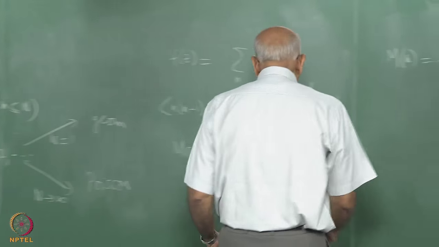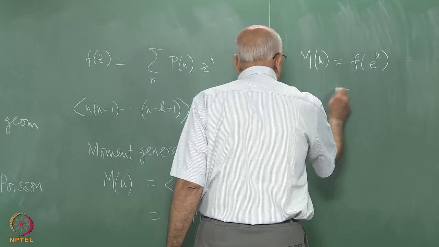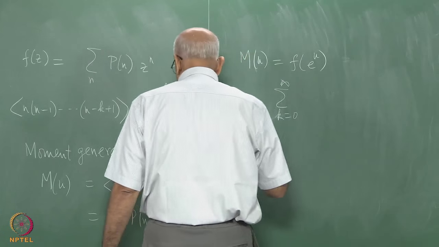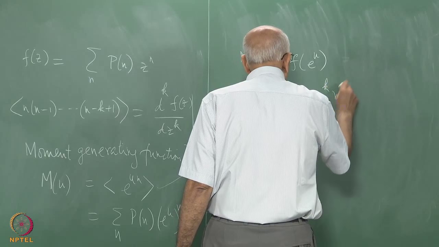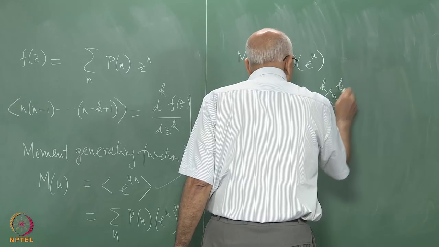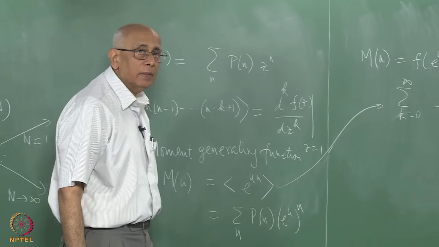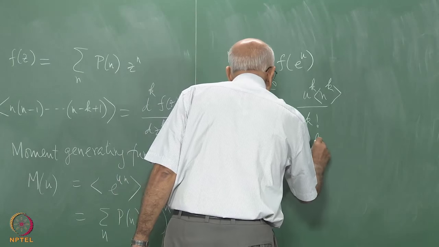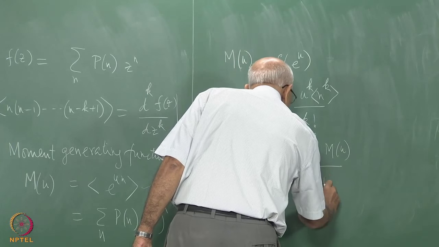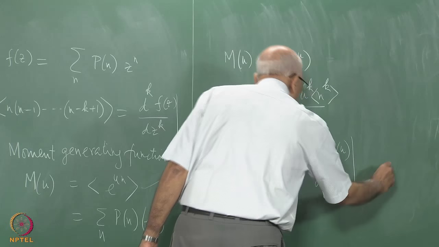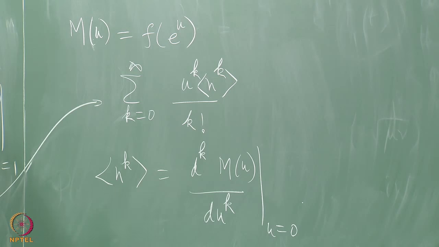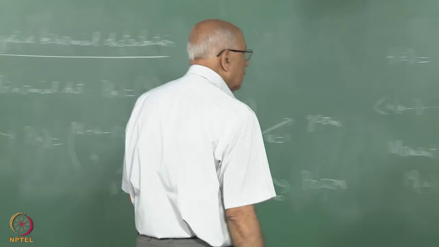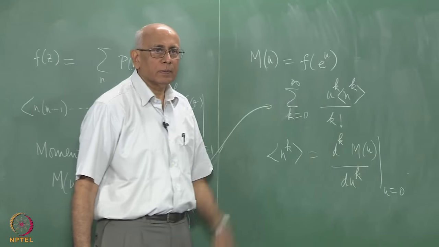The great advantage of this is that if I take this and write this as a summation, k equal to 0 to infinity, of u to the power k over k factorial times the expectation of n to the power k, because n is a random variable here, then immediately you see that the average of n to the power k is the kth derivative of M(u), d^k M over du^k, at u equal to 0. So it directly by differentiation generates the moments themselves and not just the factorial moments. That is why it is called the moment generating function, and it directly gives you the various moments out here.